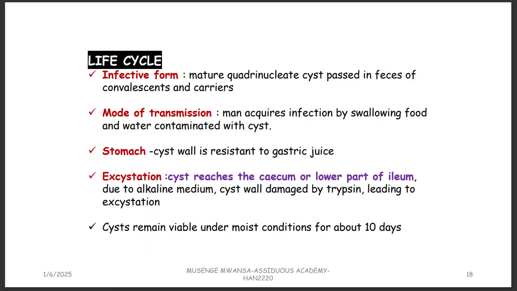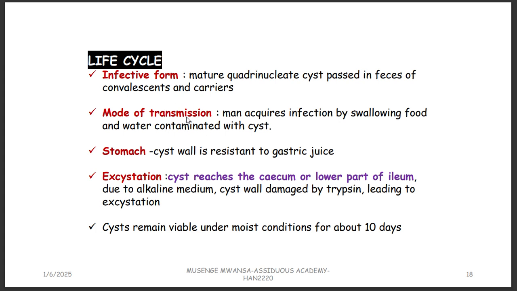Now that we know the morphologies, you need to know the life cycle. The infection caused by Entamoeba histolytica is known as amoebiasis, because this is an amoeba. The infective form, the form of the parasite that causes disease, is the mature quadrinucleate cyst. This is passed in the feces of carriers. Please take note that it's the mature quadrinucleate cyst, the one that has four nuclei.